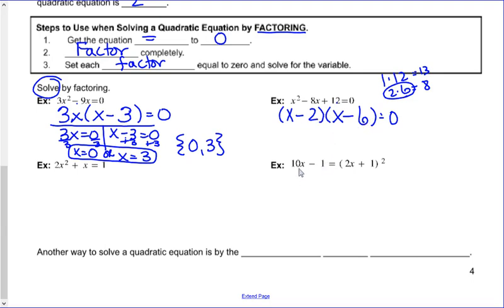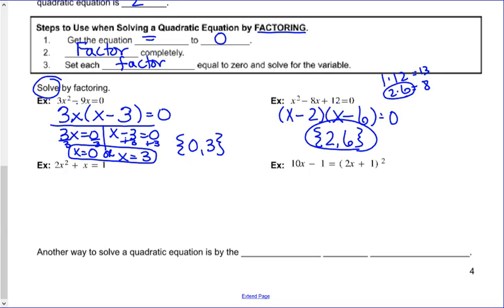And now, again, you can, if you want, set each one of these equal to 0. But I think it's easier just to say what number minus 2 is 0? That's 2. What number minus 6 is 0? And that is 6. So 2 and 6 are our final answers.